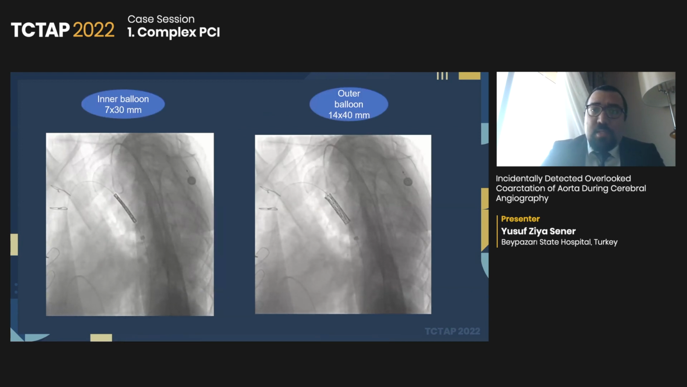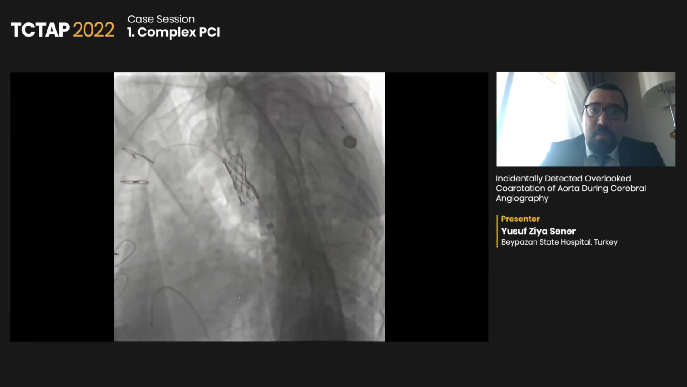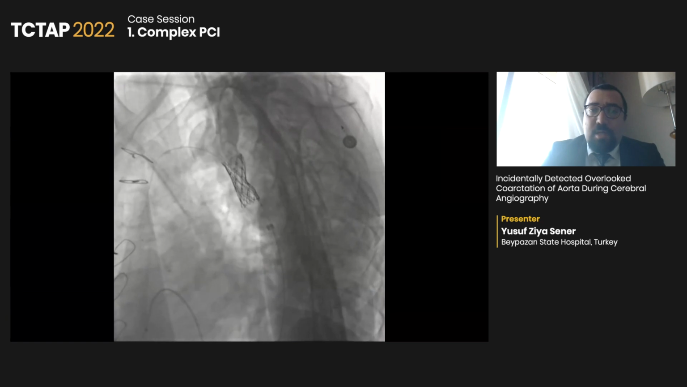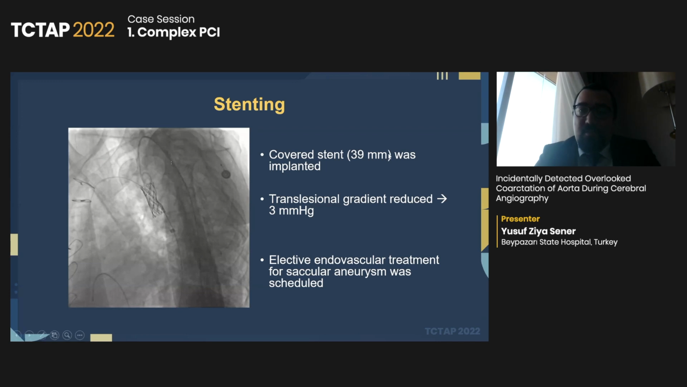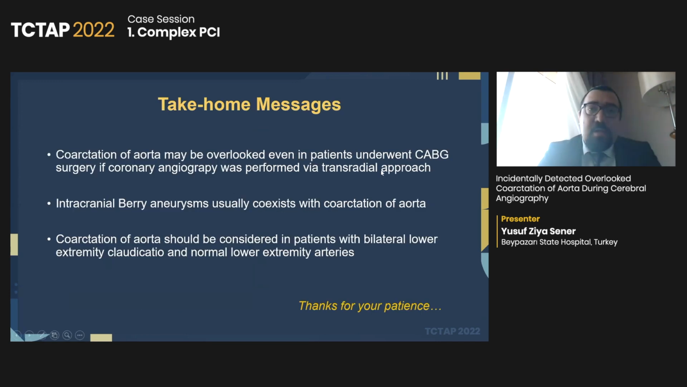And after both inner and outer balloon angioplasty, we implanted the covered stent, and the translesional gradient was reduced to 3 millimeters of mercury, and endovascular treatment was planned for the saccular aneurysm. What are the take-home messages?